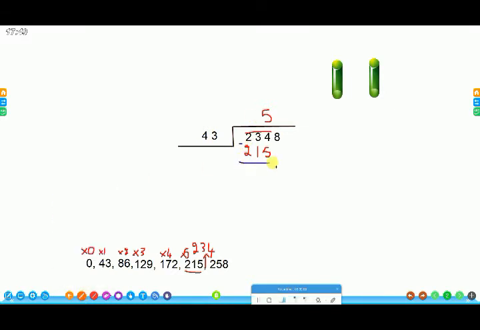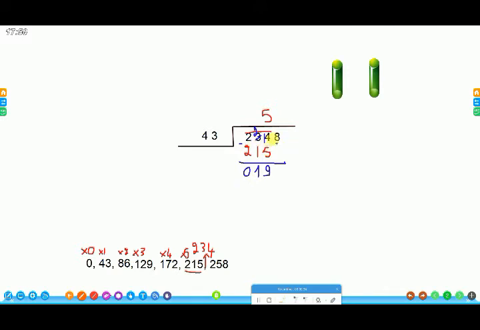Now I find the remainder. And don't forget, now 8 is ignored. I don't look at the 8 for now. When I write 215, I write it just below 234. Now I find the remainder. 4 minus 5, 4 is less than 5. I need to borrow. 3 becomes 2, and the 4 becomes 14. 14 minus 5 is 9. 2 minus 1 is 1, and 2 minus 2 is 0.